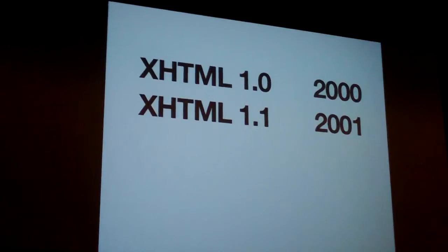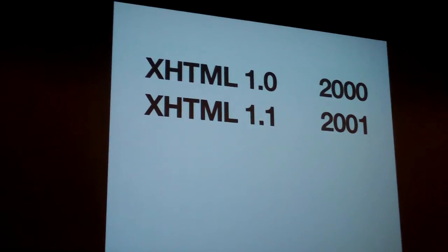Then XHTML 1.1 came out, 2001. And that added just one small change, but it was an important change. Whereas in XHTML 1.0, you could still serve your content as HTML. That was allowed in the specification. Serve it as HTML or serve it as XML if you want. But nobody's going to serve it as XML, right? Well, in XHTML 1.1, you have to serve it as XML.